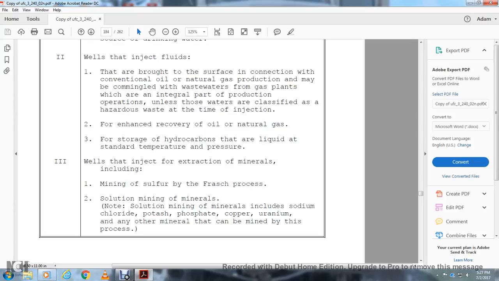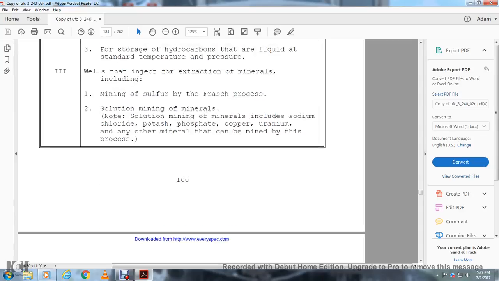Class 3. Wells that inject for extraction of minerals, including mining of sulfur and fracturing by a Frasch process. Solution mining of minerals includes sodium chloride, potash, phosphate, copper, uranium, and other minerals that can be mined by this process. This is Class 3.